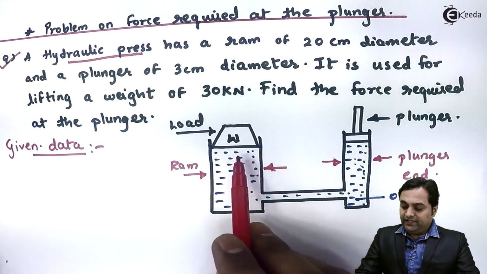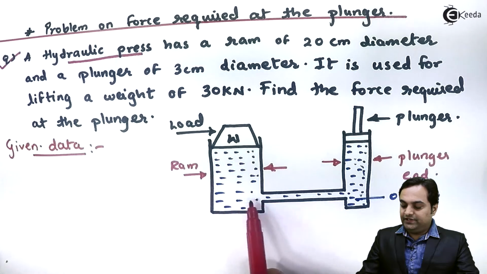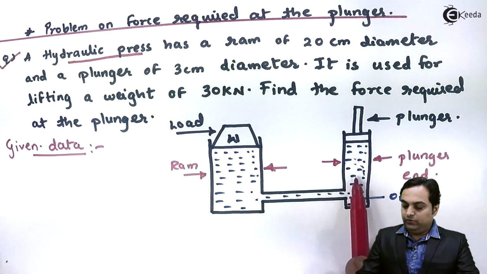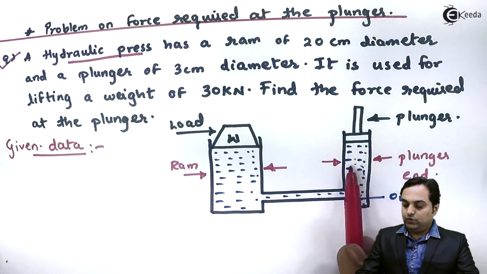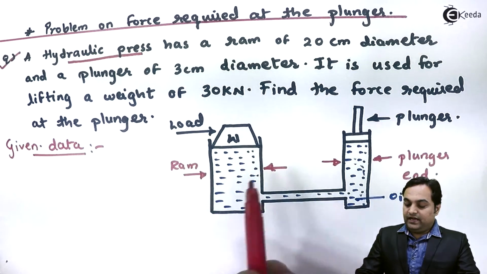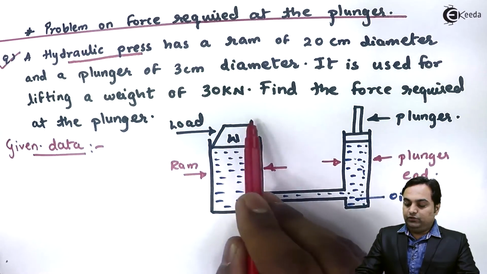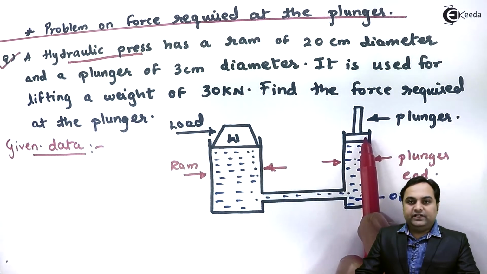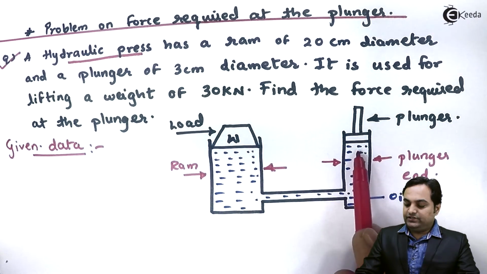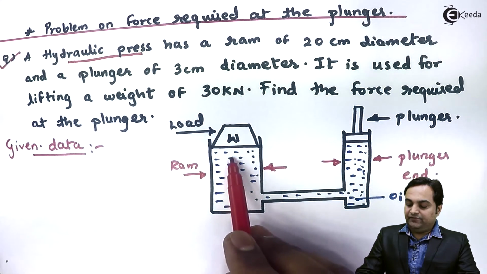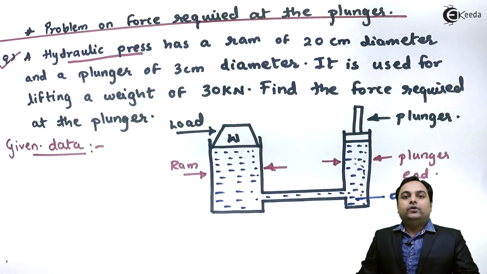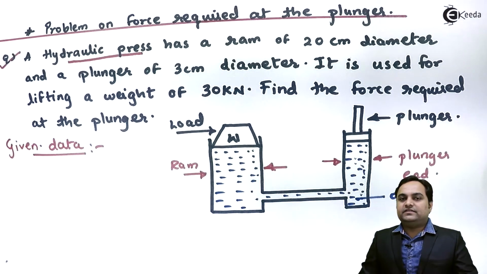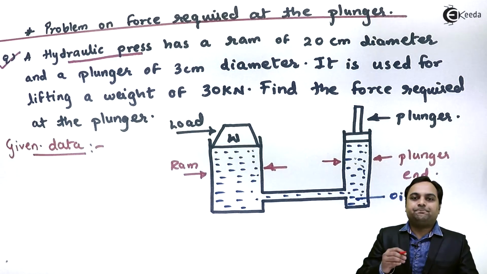Next, in case of hydraulic press, the fluid which we are using is oil, as I have shown in blue. Here this is oil filled throughout the chamber. Next, how this operates: whenever we want to lift a heavy load, it is kept on the ram end. At the plunger we are applying a small force. This force is transmitted from the plunger through the oil to the ram end, and finally the load would be lifted. So in other words, in a hydraulic press, the force is transmitted through the fluid.